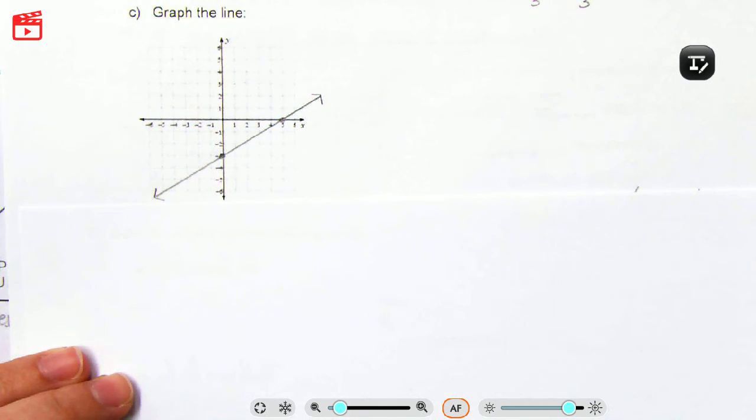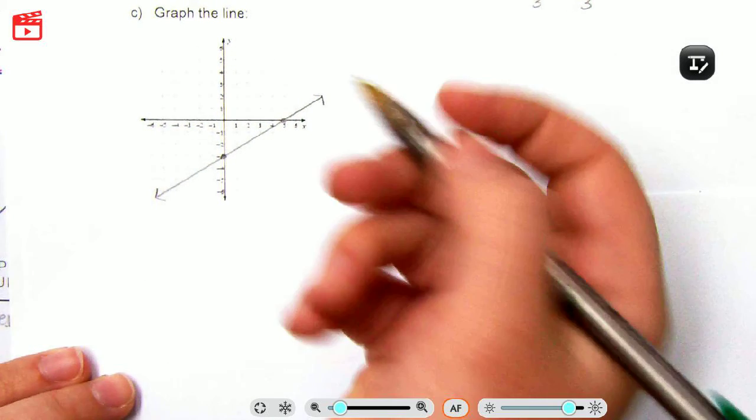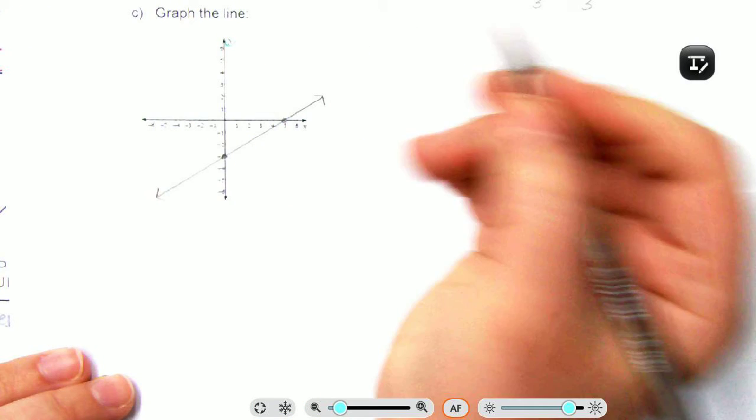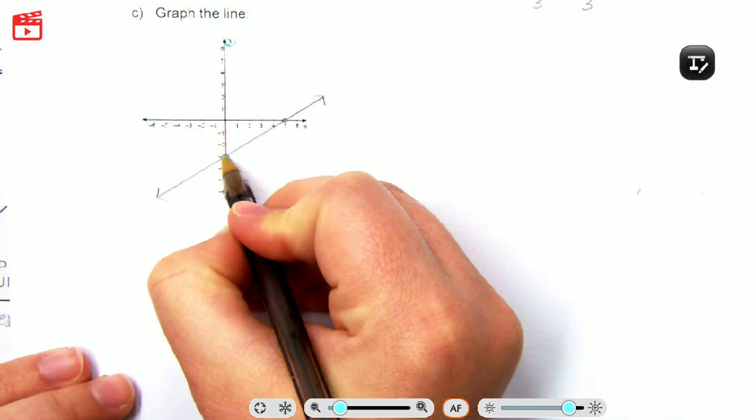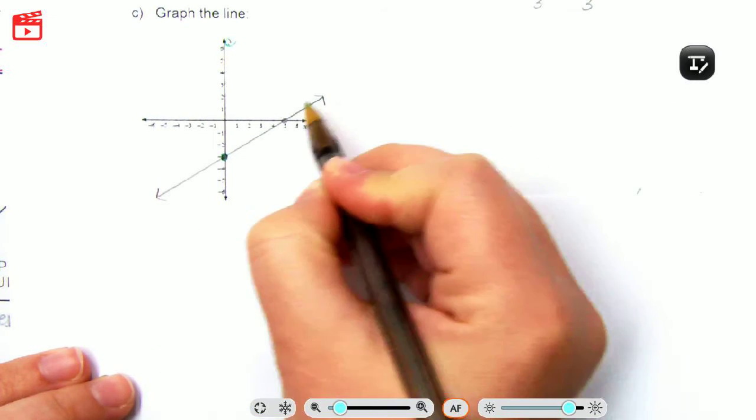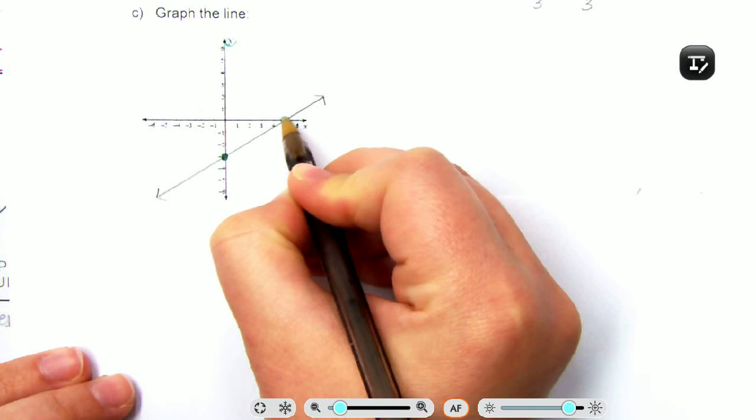So we are on part C of problem number 1 on our practice quiz module 5. We left off here. We are going to graph the line. Once you have found your y-intercept and x-intercept, it becomes simpler to graph. All you have to do is plot your y-intercept. The y-intercept is on your vertical line, so we have (0, -3). Plot your x-intercept, which is (5, 0).